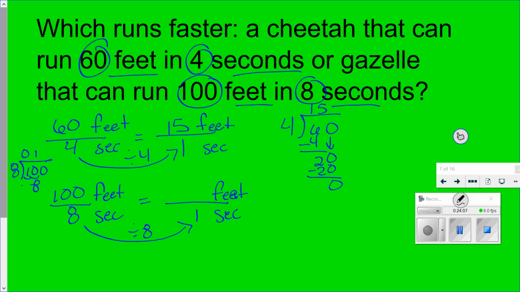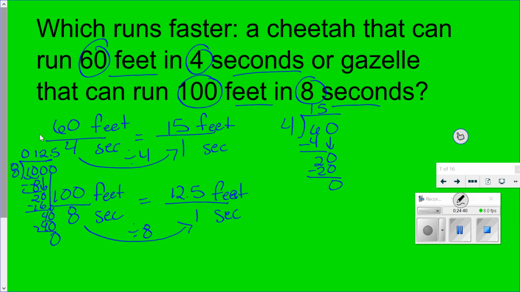So that's 10 minus 8, and that leaves 2. Bring down my 0. 8 into 20? 2. That's 16. 20 minus 16 is 4. I don't have a 0 remainder, so I have to add a decimal to my answer and bring down a 0. 8 into 40? And that's even 40, so I get a 0 remainder. So the gazelle can run 12.5 feet per second.